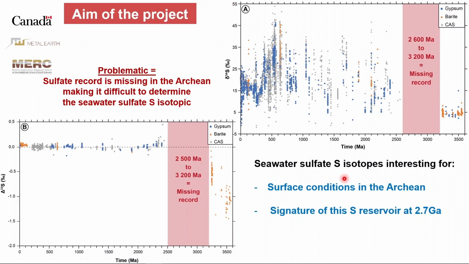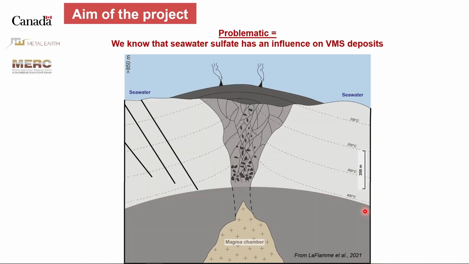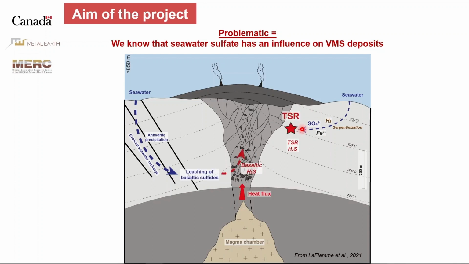But here we'll also focus on the signature to know the influence of seawater in our deposits in the Archean. There are no evaporitic records in the Archean, so we went to VMS deposits because, as you probably know, when you form VMS deposits, the seawater infiltrates the crust, so you alter the crust. There is a process of serpentinization, so you release H2, and thanks to the heat of a hydrothermal zone, you will be able to reduce the sulfates from the seawater into H2S through thermochemical sulfate reduction.